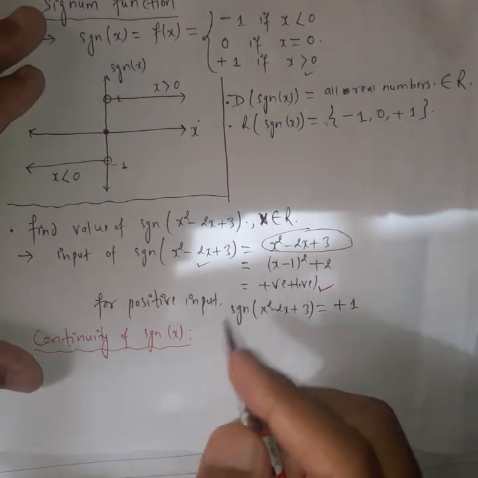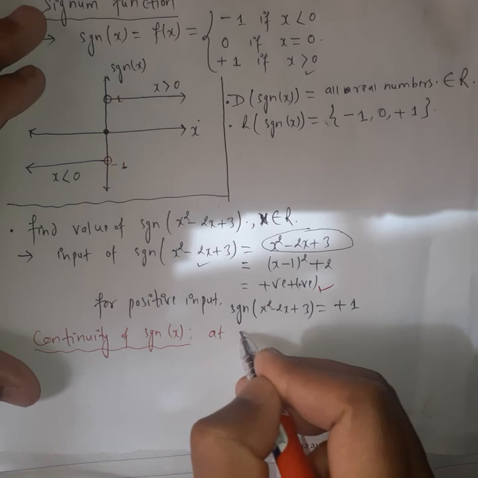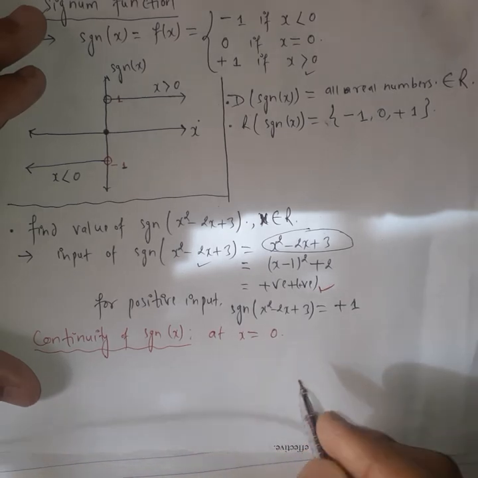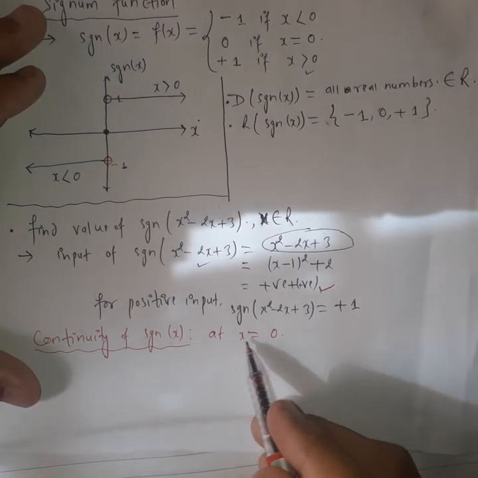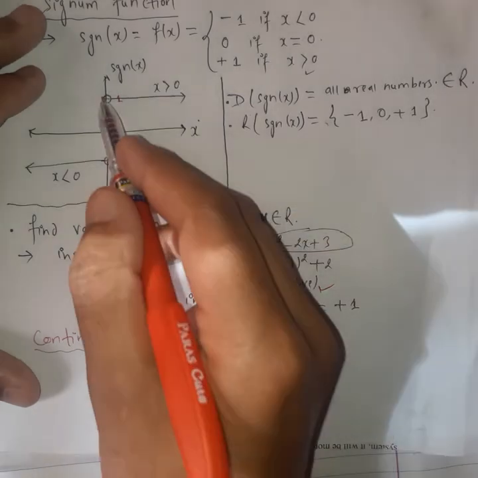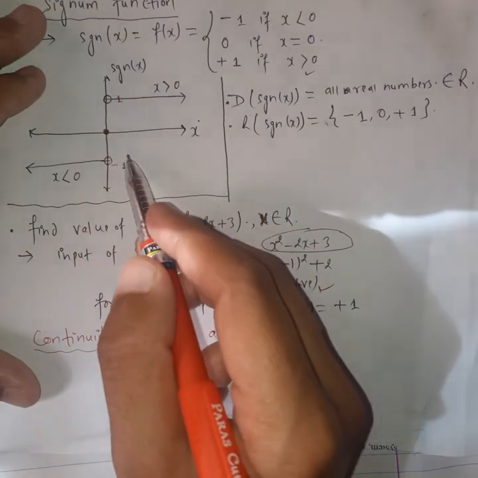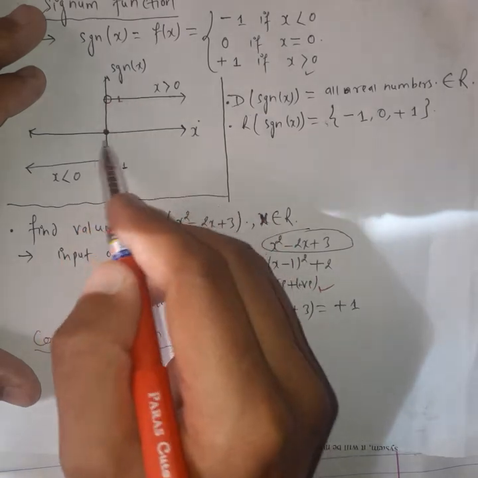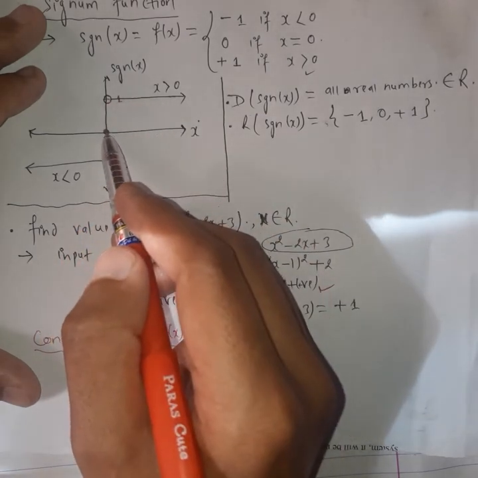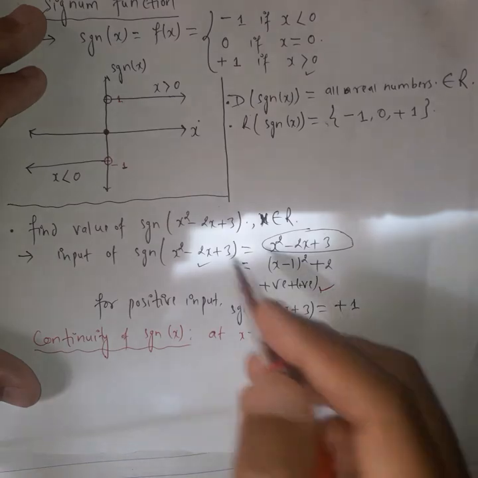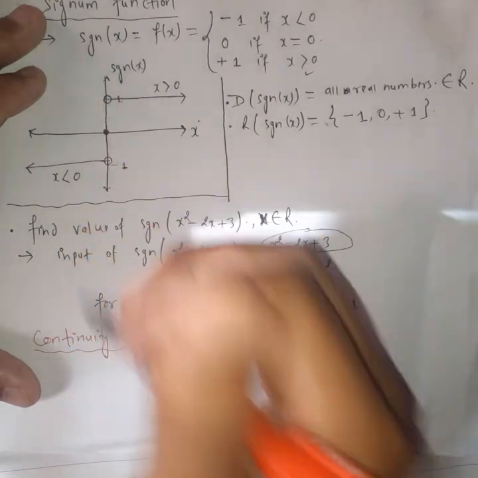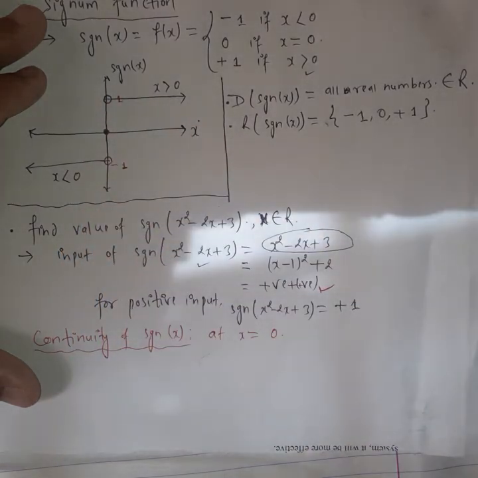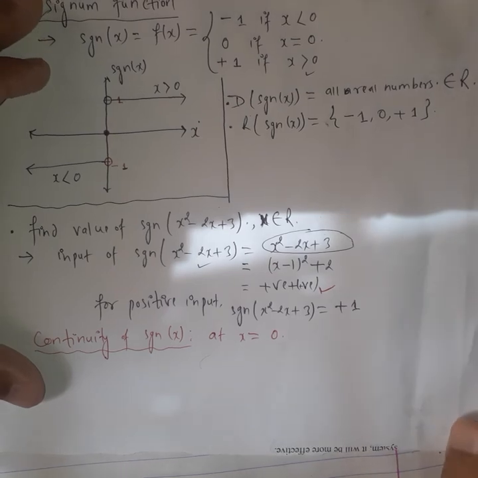Let's discuss the point x equals 0 first. For the point x equals 0, this function is not continuous. We can easily observe that there is a breakdown of this function at exactly x equals 0. Here this function is not continuous at x equals 0.